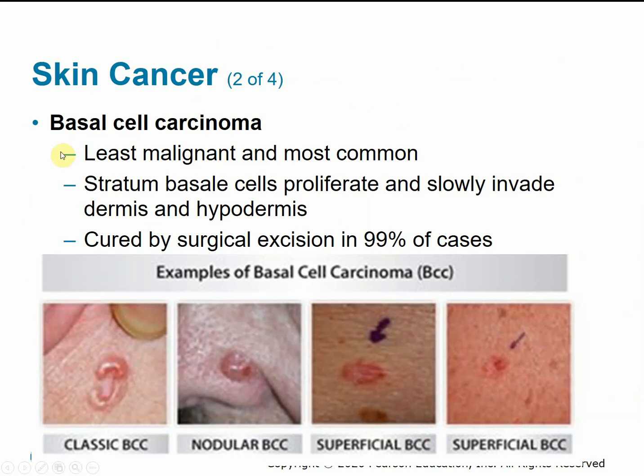Basal cell carcinoma: the stratum basale, or the basal cells, are going to be abnormal. So they'll slowly invade the dermis and the hypodermis and kind of spread throughout the skin. So 99% of cases can be cured by simple surgical removal.